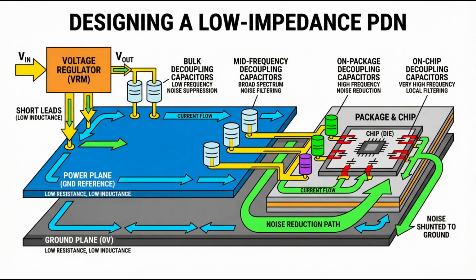Designing a low-impedance PDN. To reduce rail noise, the most important design practice is to engineer the PDN as a low-impedance system. This includes closely spaced power and ground planes, multiple low-inductance decoupling capacitors, short package leads, low-impedance voltage regulators, and on-package and on-chip decoupling.